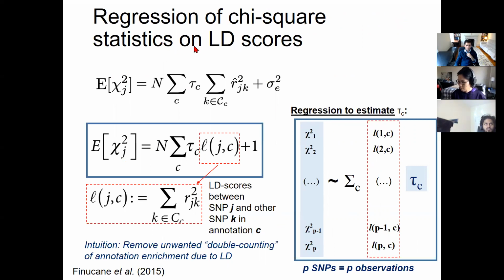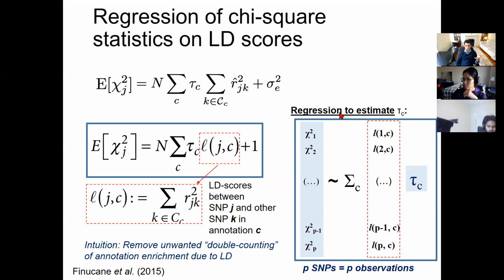So then you can regress on the chi-square statistics of these LD scores. You can basically take this LD score of every pair of SNPs, this LD score of the set of SNPs, all within the same set of annotations. So this is the LD score between every SNP j and all of the other SNPs k, which are sitting within the same annotation that you're looking at. And then you can remove all of the unwanted double counting of annotation enrichments by LD by knowing the R squared of all of the SNPs in your sample. You can basically correct within each annotation for that LD between all of the SNPs in the same annotation.